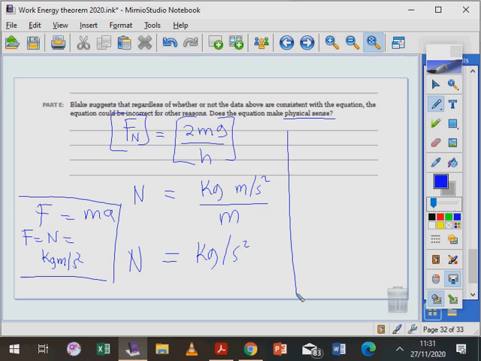But I'm saying that you could have added another variable. You could have written another variable. Actually, you're trying to answer this part. The equation could be incorrect for other reasons. Yeah, you could have written a variable.